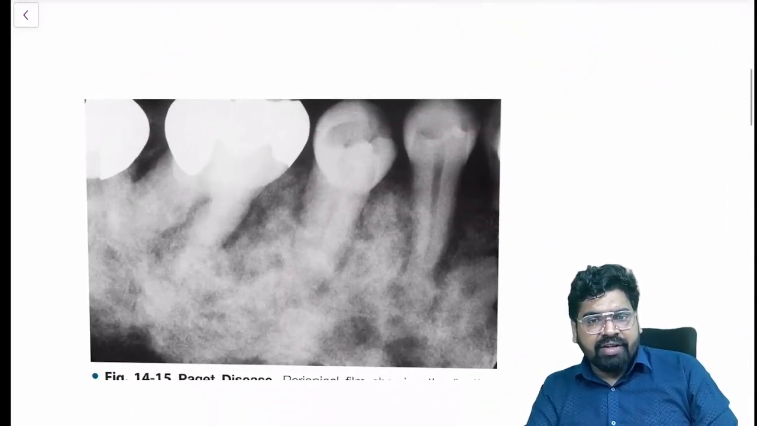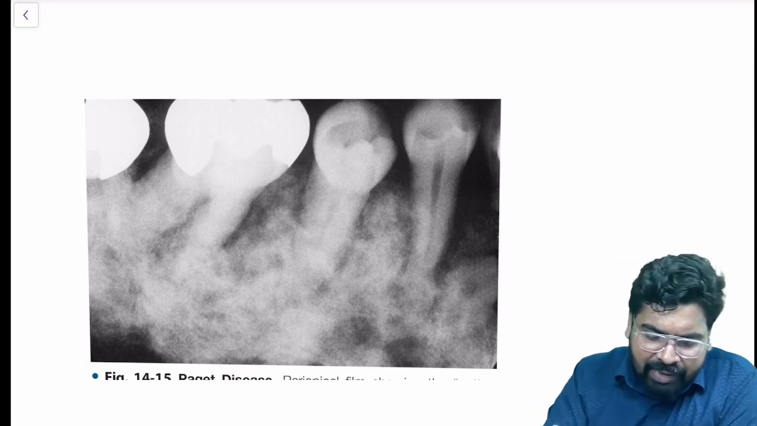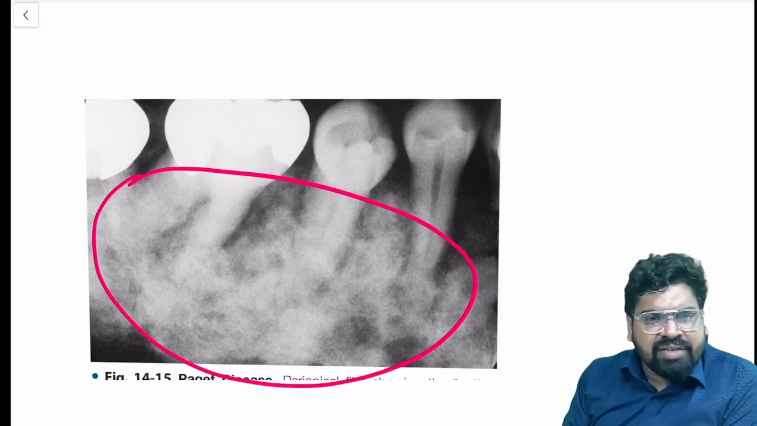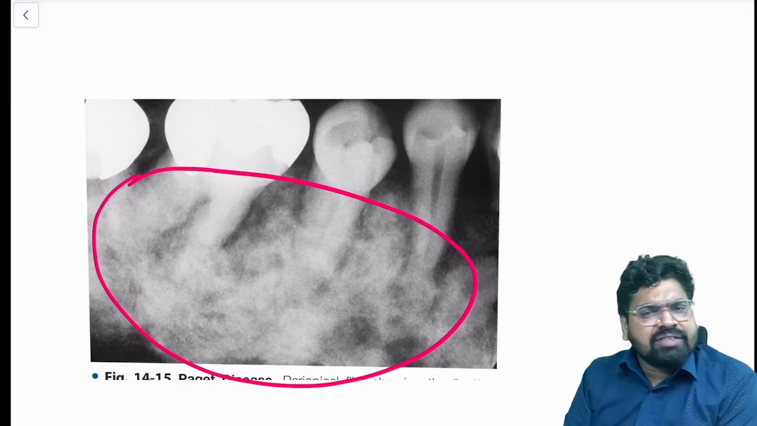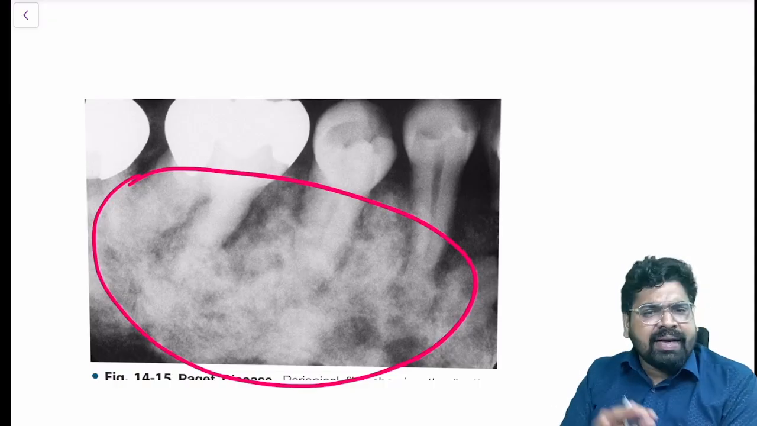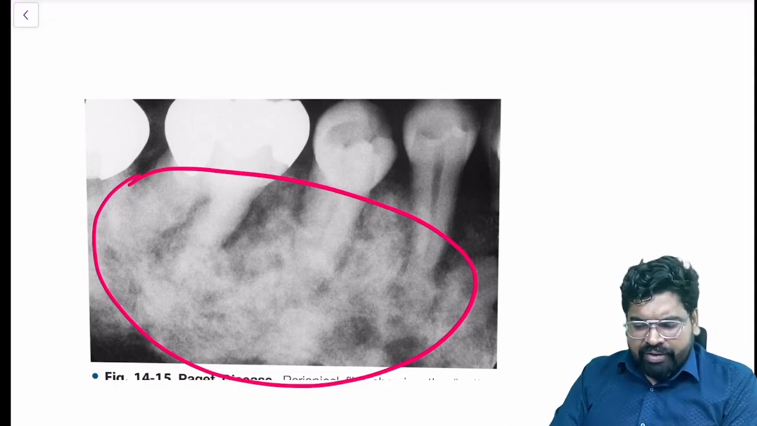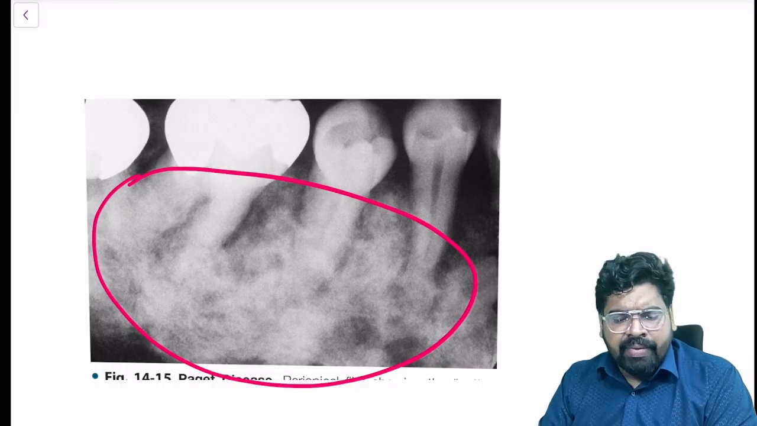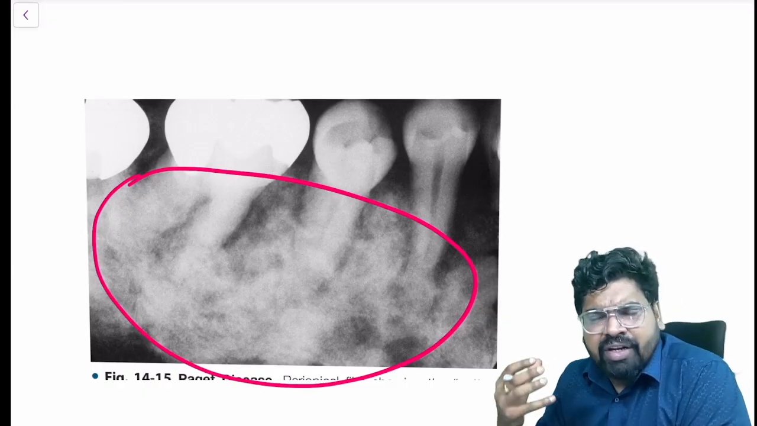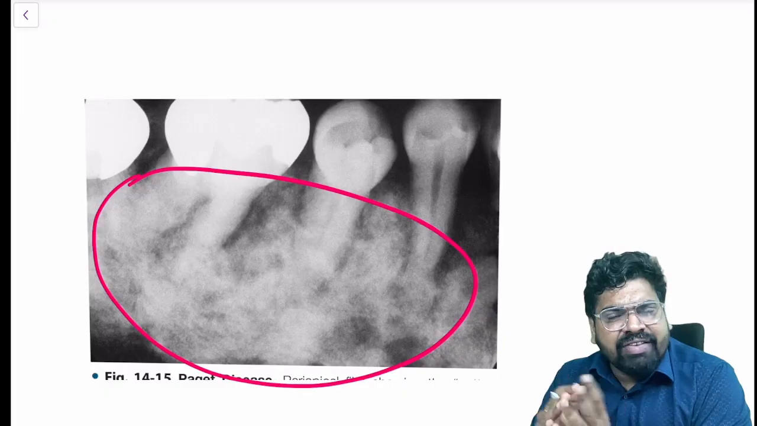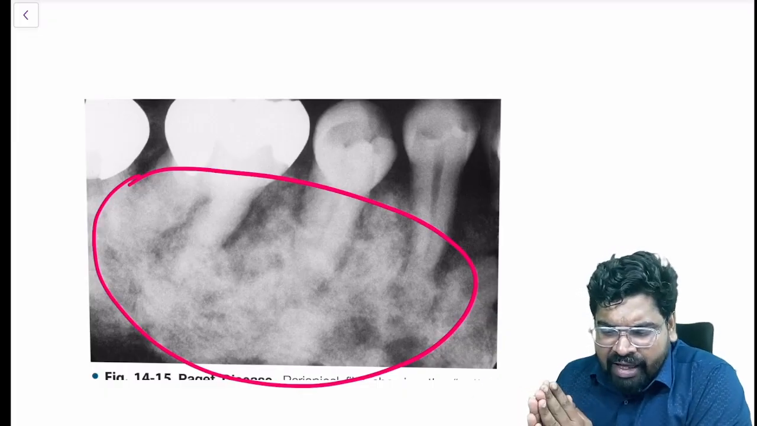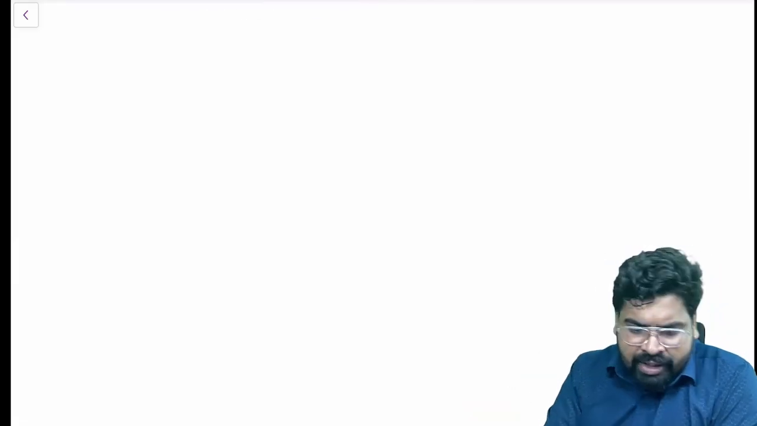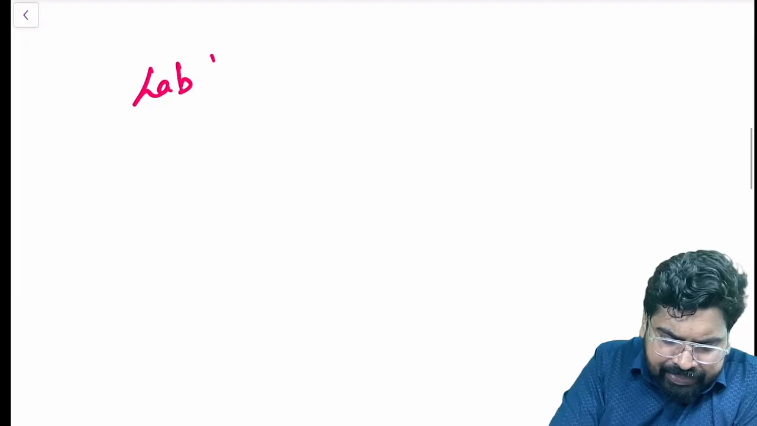This is the radiograph of the mandible, and you can see this fluffy, hazy appearance where the trabecular pattern is lost, and it looks like cotton wool. This is one finding in Paget's disease. Now, histology is not that important. In histology, you can see many reversal lines. The question mainly lies in the lab findings.